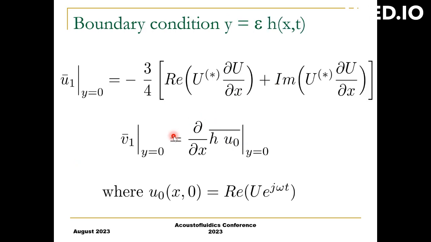and are shown here. So the time averaged horizontal velocity is denoted by U1 bar. It depends on the complex amplitude U. The asterisk denotes the complex conjugate, and the time averaged vertical velocity is V1 bar. It depends on the basilar membrane displacement H, as well as U naught, which is shown here.